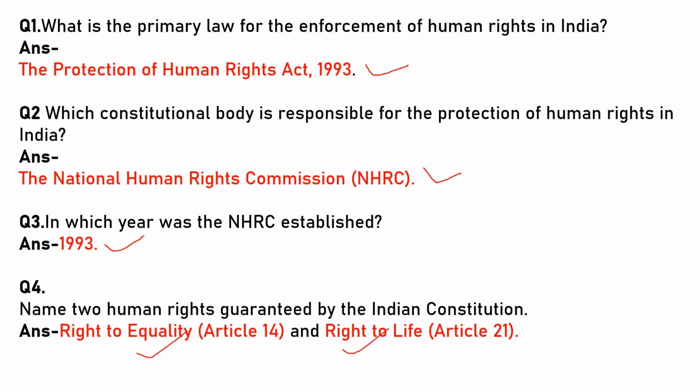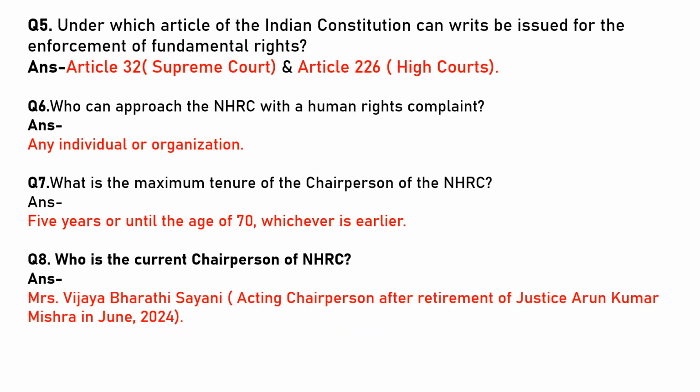Name 2 human rights guaranteed by the Indian Constitution: right to equality under Article 14, right to life under Article 21. Under which article of the Indian Constitution can writs be issued for the enforcement of fundamental rights? If it is in Supreme Court, we need to invoke Article 32, and it is Article 226 for the High Courts. Who can approach the NHRC with a human rights complaint? Any individual can approach, also any organization.